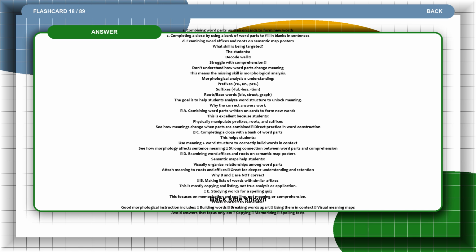C. Completing a cloze with a bank of word parts. This helps students use meaning plus word structure to correctly build words in context. They see how morphology affects sentence meaning. A strong connection between word parts and comprehension.